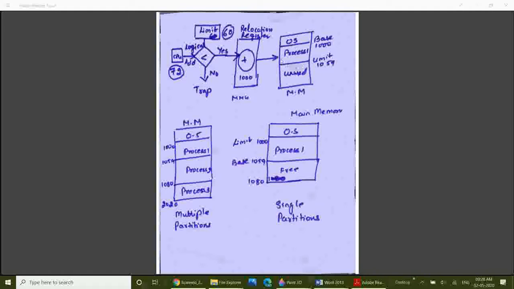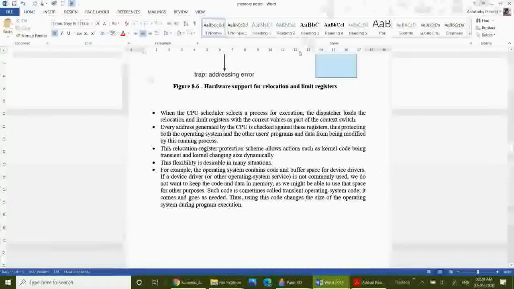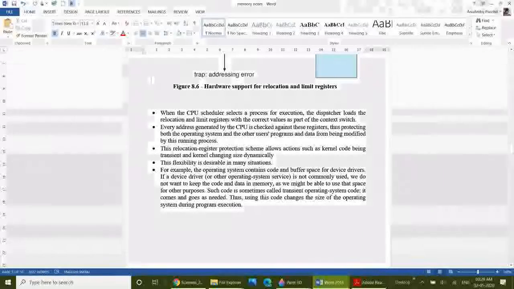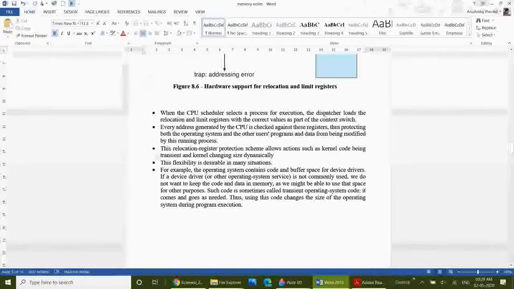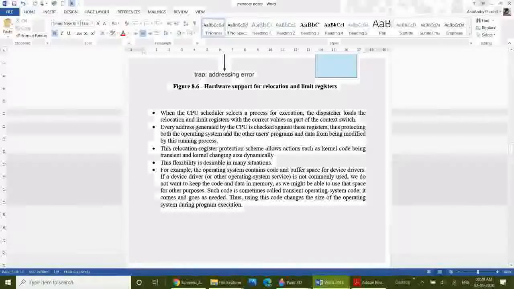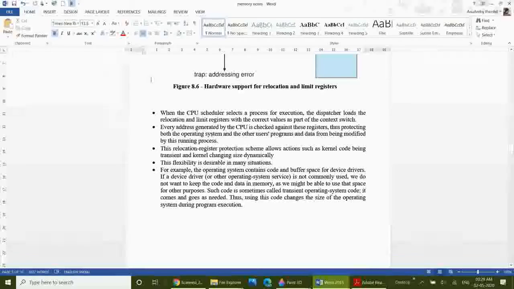CPU. This is how protection can be given to each of the processes in the partition, or you can protect the operating system using the limit and the relocation registers. The CPU scheduler is the one which will select the process for execution, and the dispatcher is going to load the relocation and the limit registers with the correct values as a part of the context switch. So every address generated by the CPU is checked against these registers, thus protecting both the operating system and the user programs and data from being modified by this running process.